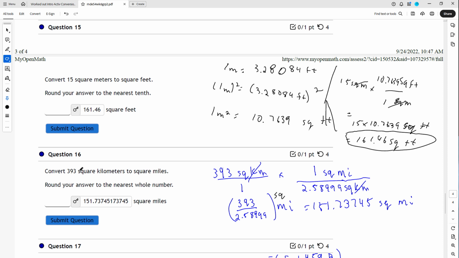Next one there, square kilometers or square miles. So 1 square mile is 2.58999 square kilometers. So when I multiply, square kilometers cancel out, and I'm left with just square miles, which gives me 151.73745 square miles. And that was number 16.